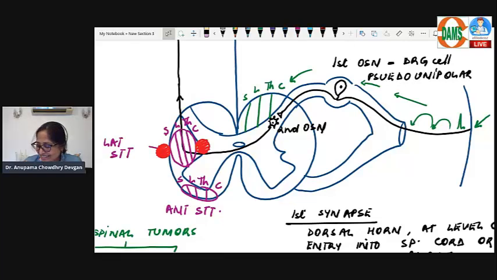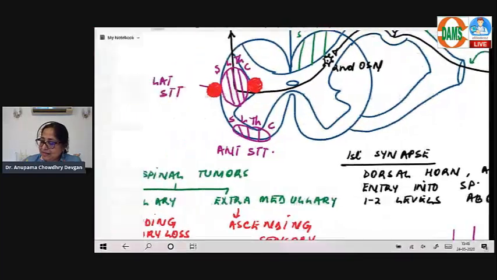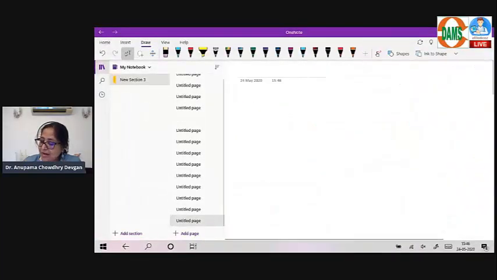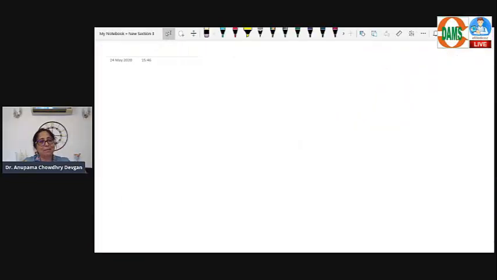Okay, both have anteroposterolateral neurons. Now the next part here is, let's go on to the next one. Now when you look at pain, pain is carried by the lateral spinothalamic tract, and there are two types of pain. Which are the two types of pain? The two types of pain are the fast pain and the slow pain.